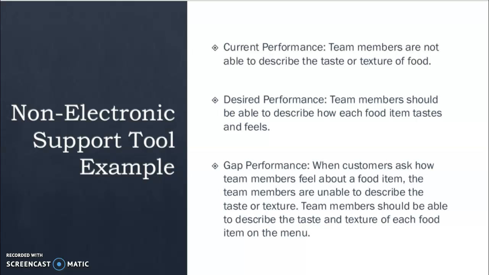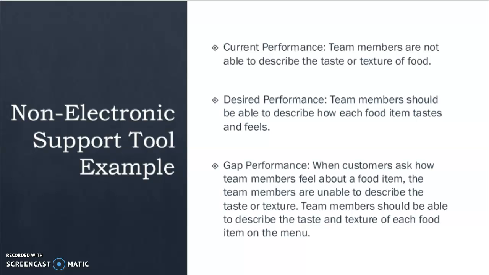Now we'll be talking about a time when a non-electronic support tool was used at a restaurant. So the current performance: team members are not able to describe the taste or texture of food. This is a restaurant like Chipotle where customers ask the team members how different food tastes and feels. So in this case, team members are not able to describe the taste and the texture of food.